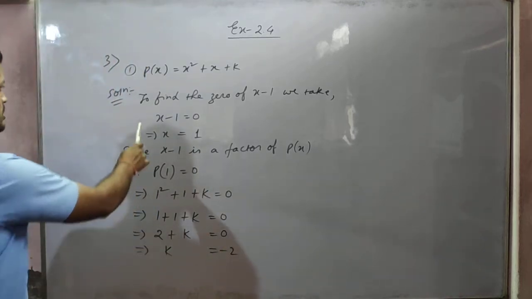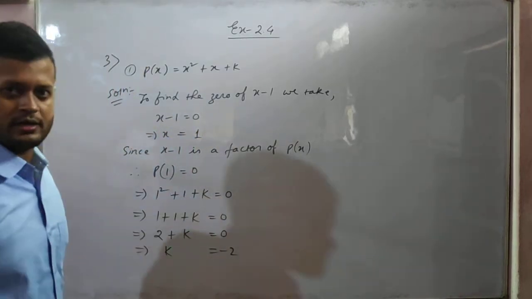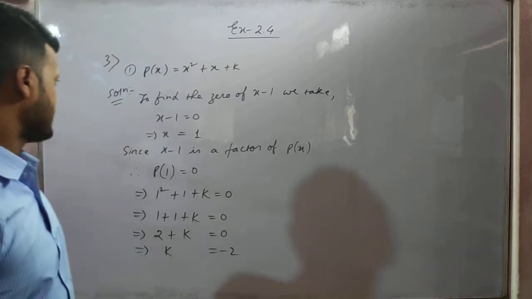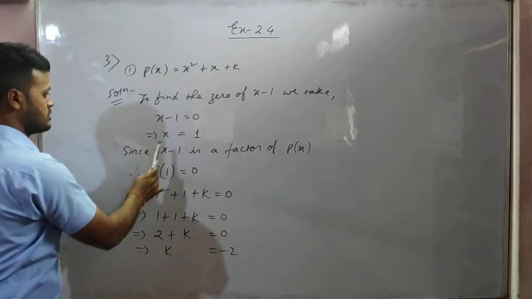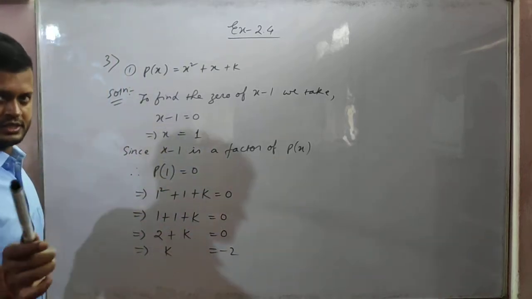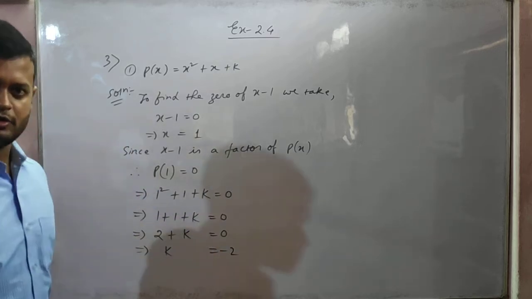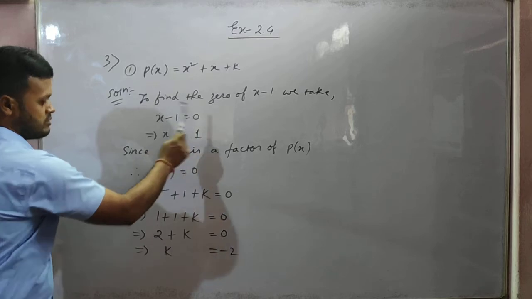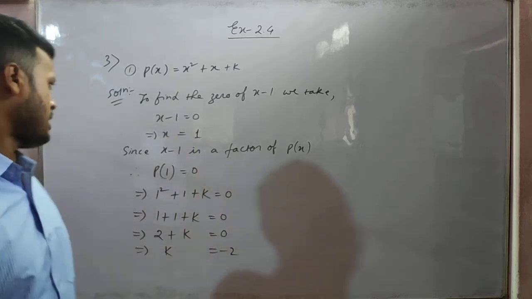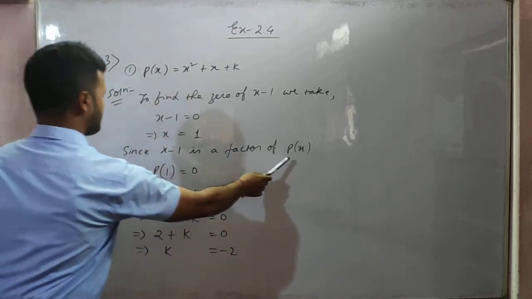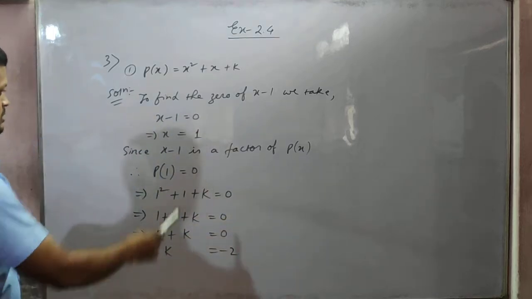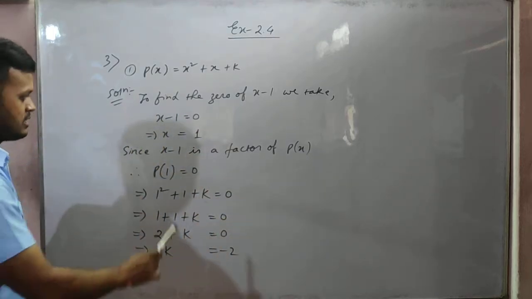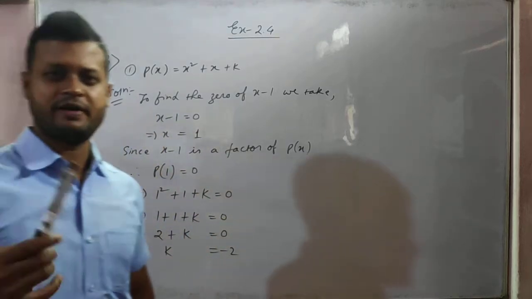It is already given that x minus 1 is a factor of p(x). Now, to find the zero of x minus 1, we take x minus 1 is equal to 0. To find the zero of any polynomial, we must make it equal to 0 first. So x minus 1 is equal to 0, minus 1 goes to the other side and becomes plus 1. So the zero of x minus 1 is plus 1.